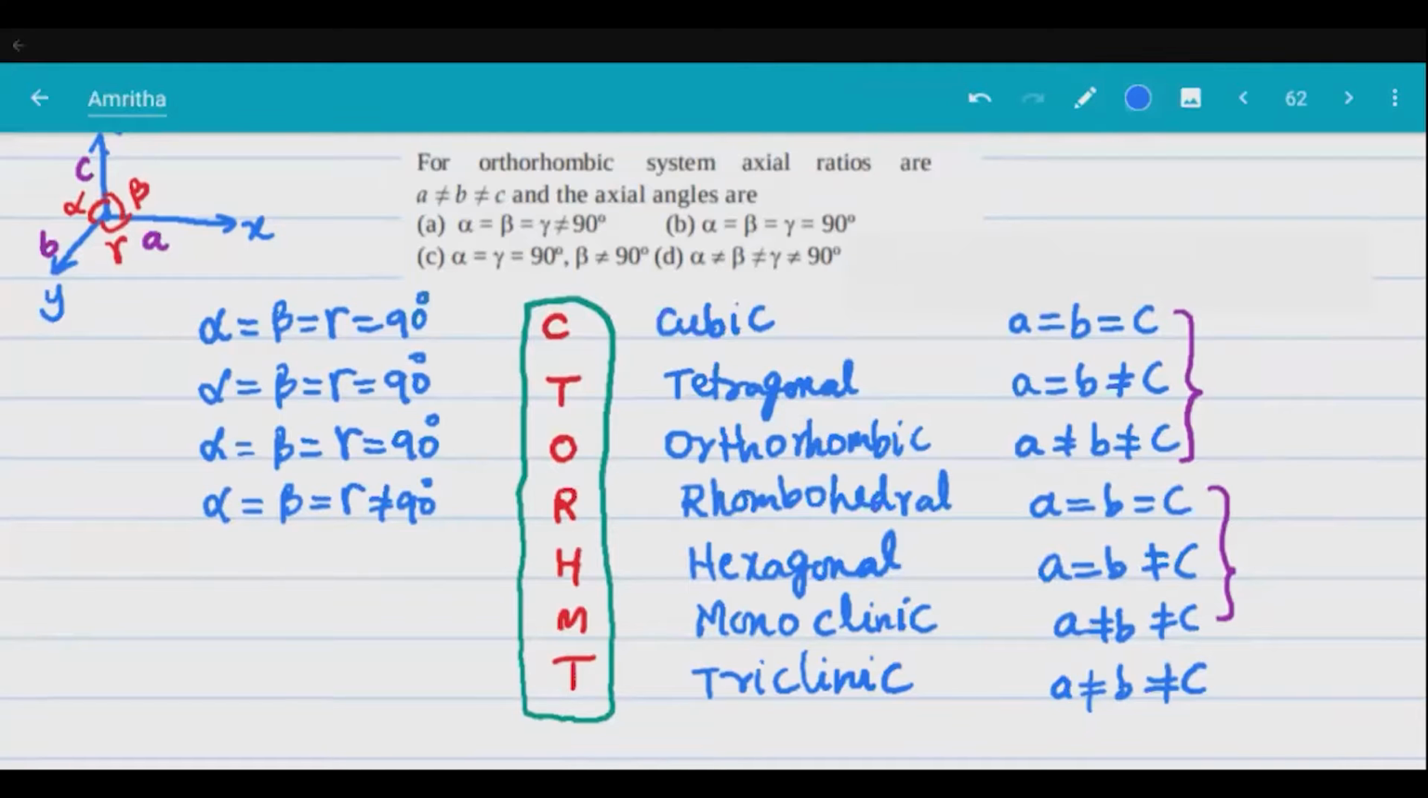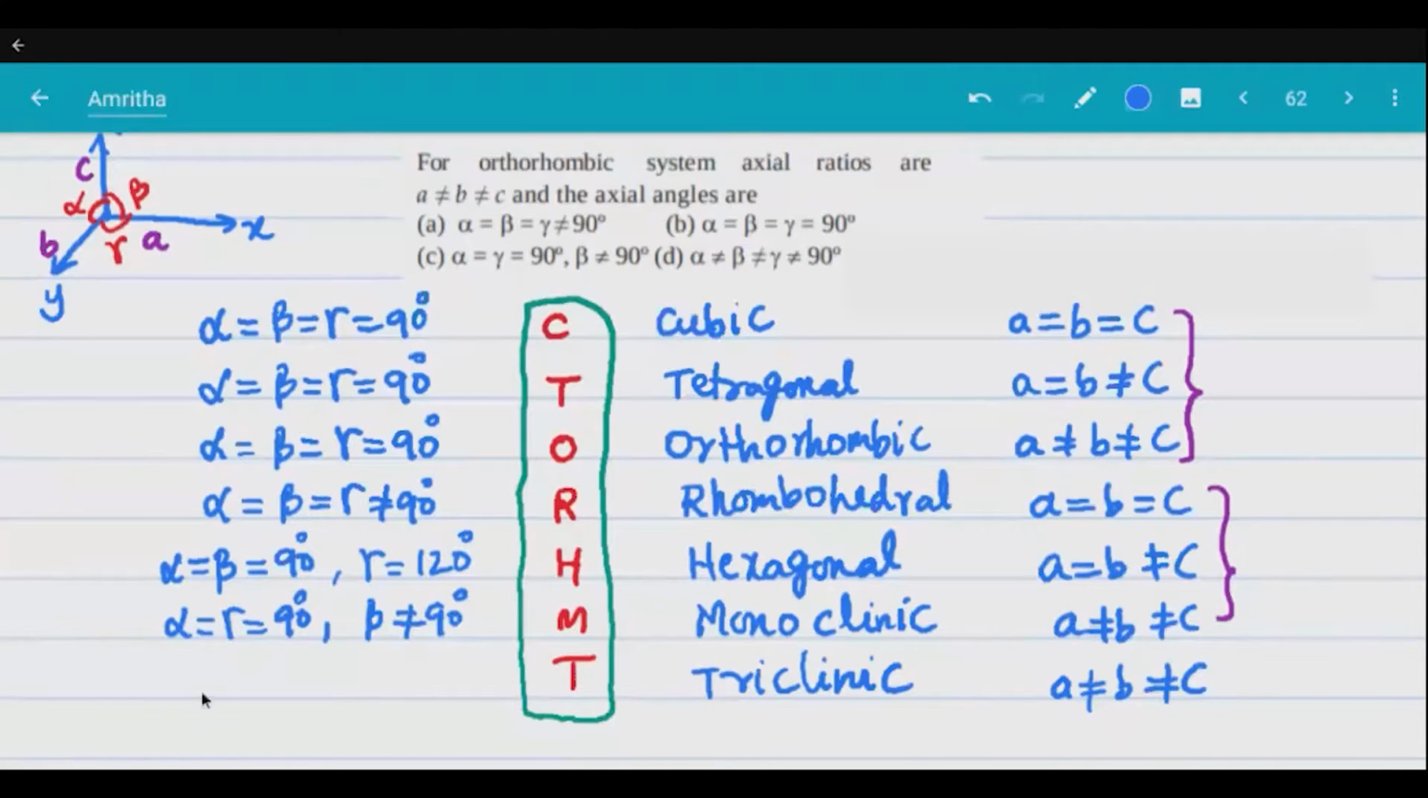Okay, right. Next, hexagonal is a little bit different. Alpha, beta 90, but gamma is 120. This is hexagonal. Now monoclinic is alpha, gamma 90, but beta is not 90. Any means it is not 90 degree, any angle other than 90 degree.